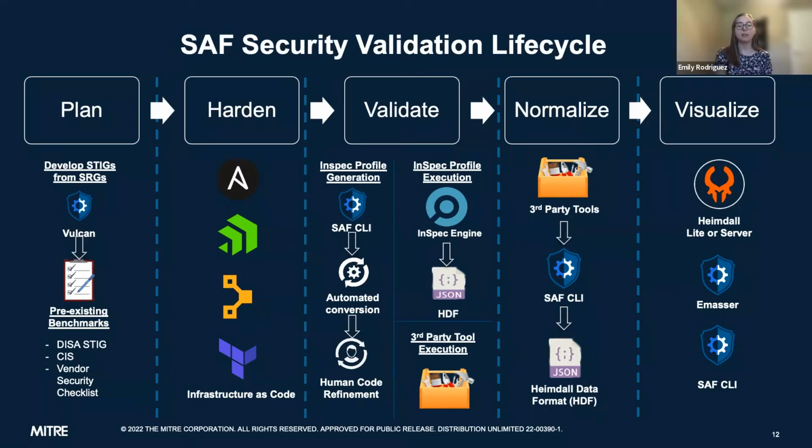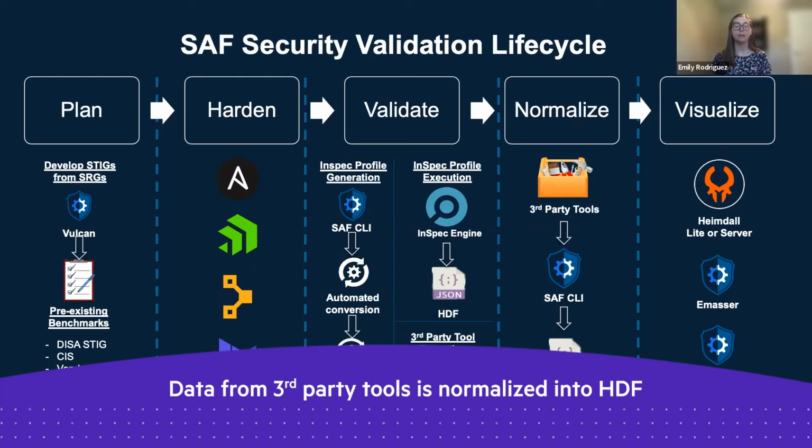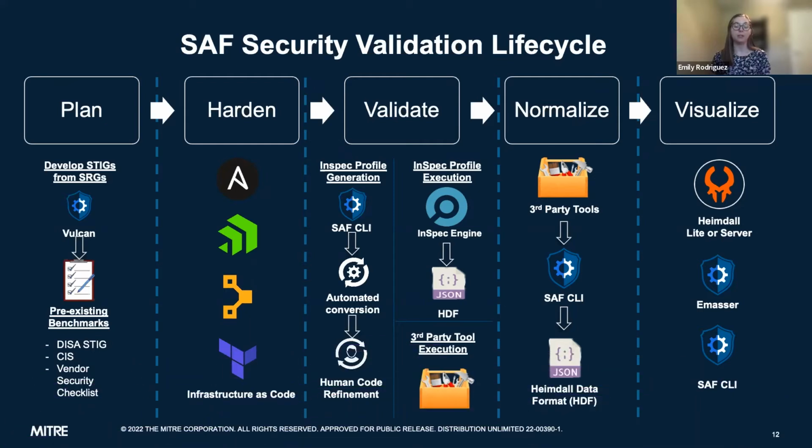This makes it useful to be able to normalize data from other security data formats and show key information, all of them, such as the name of the control or requirement, its associated NIST 800-53 tags, whether you passed or failed, and how to fix it if you did fail. We normalize the data coming from these third-party tools into the Heimdall data format, or HDF, and provide mappers to go from HDF into a different standard for ease of use.